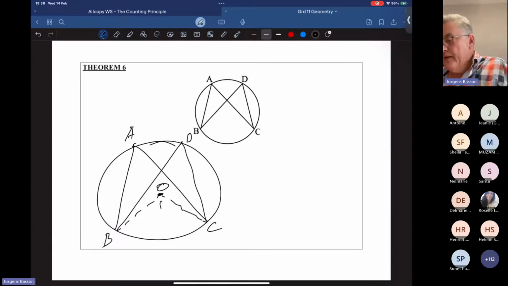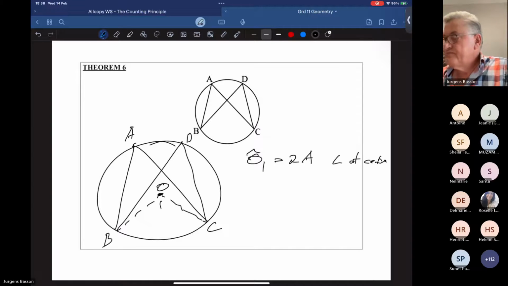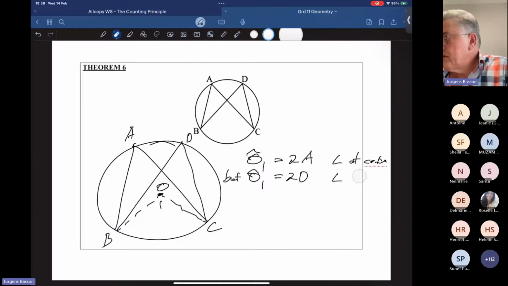Now, if you look at O1 and you look at angle A, I think it's very clear that we can say that O1 is twice angle A, and that is the angle at the center. Angle O1 is twice A. But O1 is also twice D. That one is D. Same reason. Angle at center.